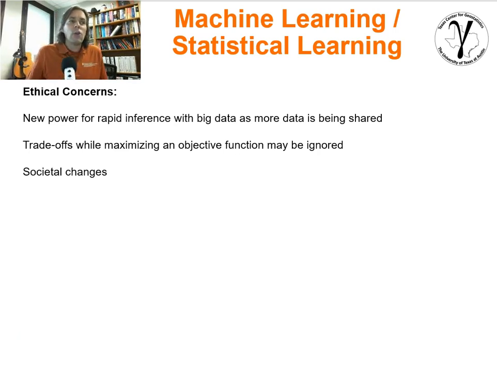Now, there are of course other ethical concerns around machine learning. One is the issue around power. There's a new ability to do rapid inference on very large data sets, and more data is being shared from everybody. I'm on Twitter and Facebook, and I put way too much on, I'm sure, and so we can be concerned about how that's being used. I won't go any further.